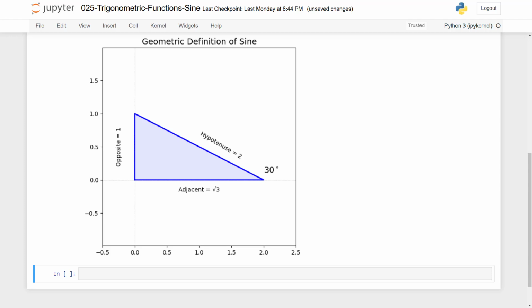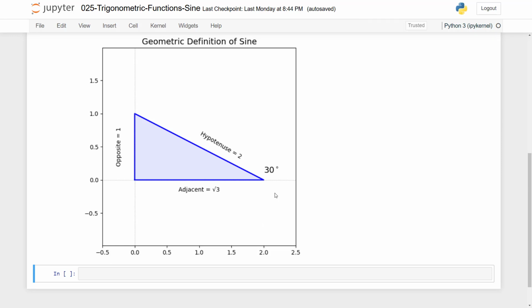Today we are diving into the fascinating world of the sine function, and you'll see how the sine connects triangles, the unit circle, and key angles like 30 degrees, 45 degrees, and 60 degrees. By the end of this video, you will have a deep understanding of how sine works and how it relates to geometry and trigonometry. So let's jump right in.